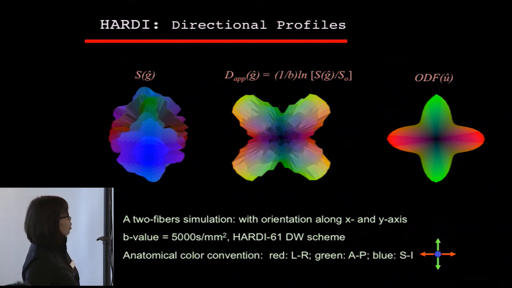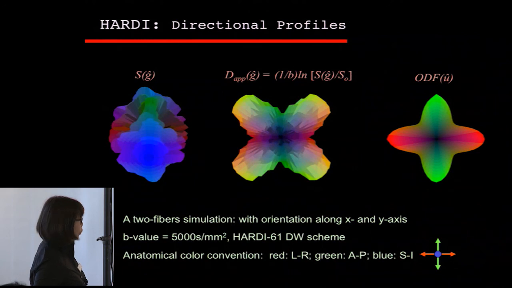Another simulation for two crossing fibers along X and Y. The signal profile is highest along the Z direction.